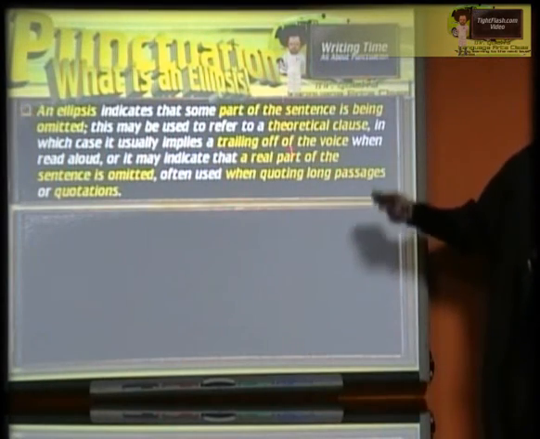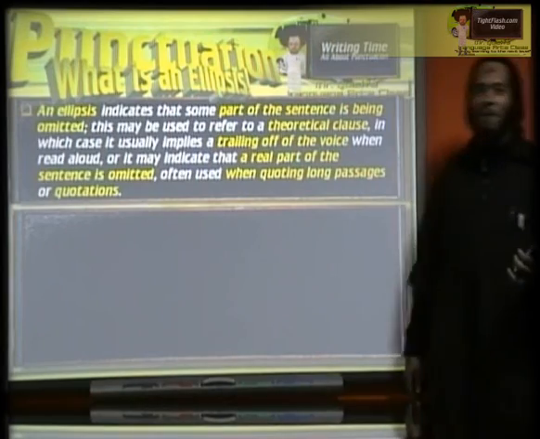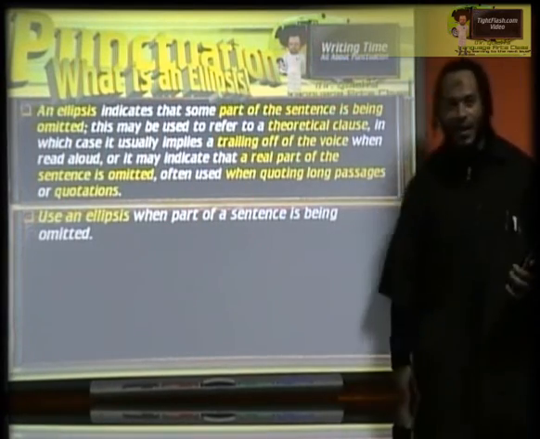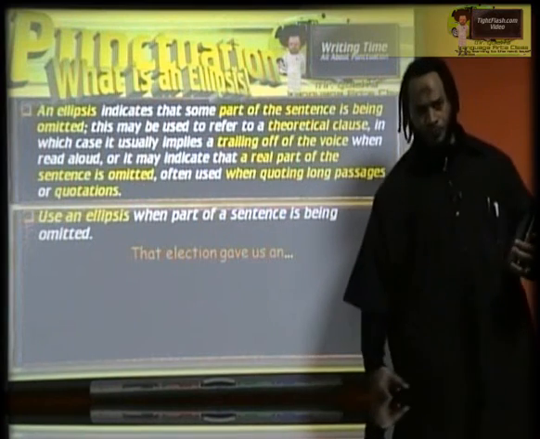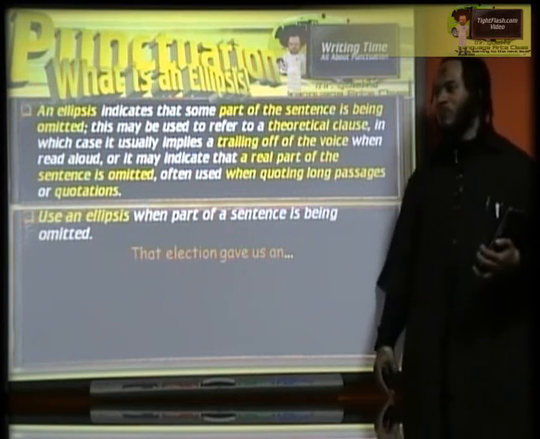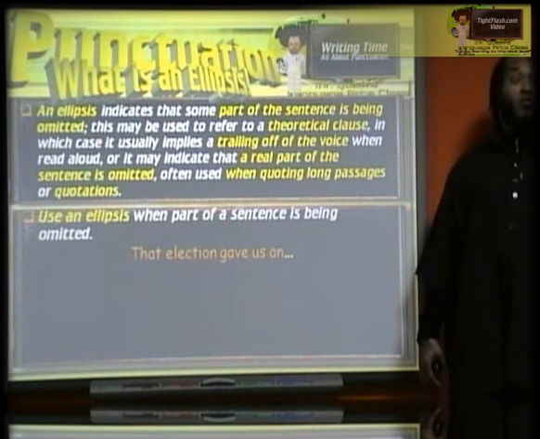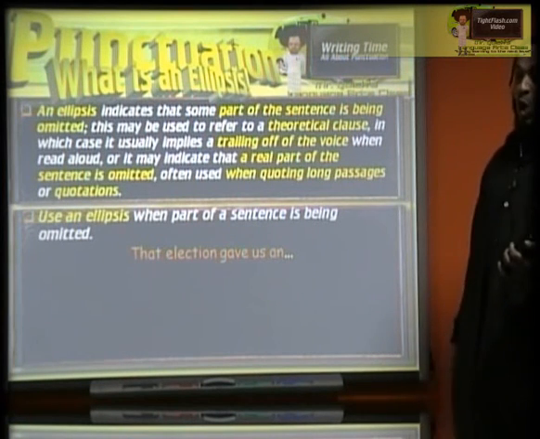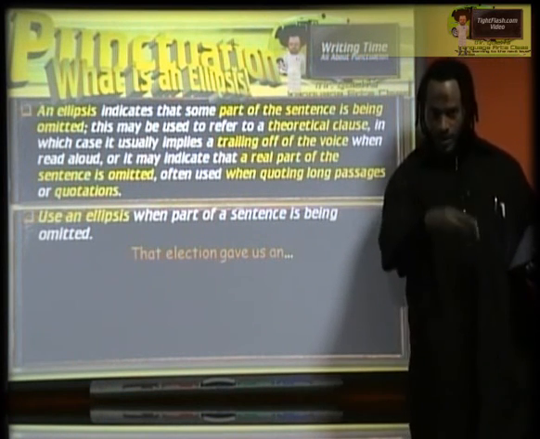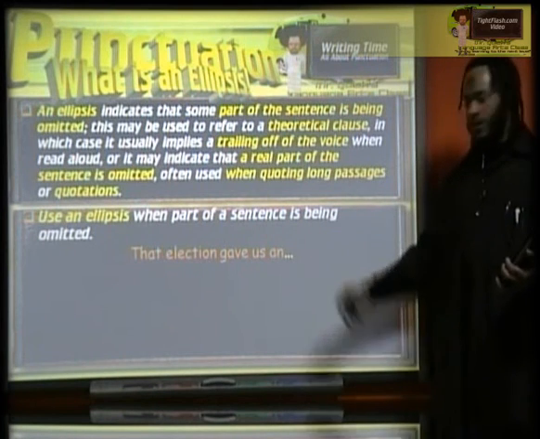Or it may indicate a real part of the sentence that has been left out or omitted, often used when quoting long passages. Use ellipses when part of a sentence is being omitted. For instance, the election gave us an... and if you wrote that and stopped there, you would put 3 dots. Now I know when you're chatting, you use a whole lot more than 3. If you want to do it right, you use 3. So don't let your habits in chatting seep into your writing, okay? It is not 10 dots or as many dots as you feel like it. It is just 3. That's it.